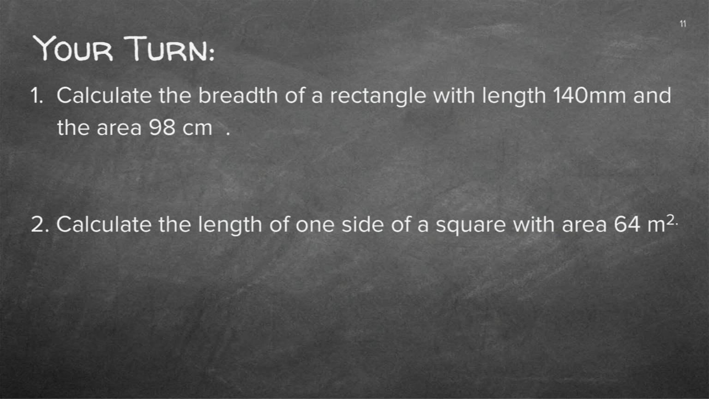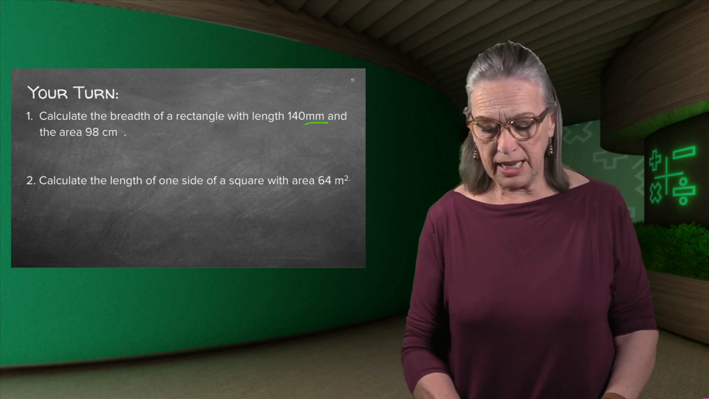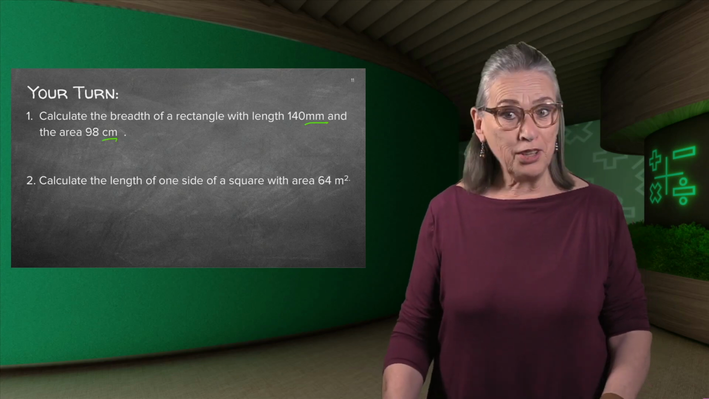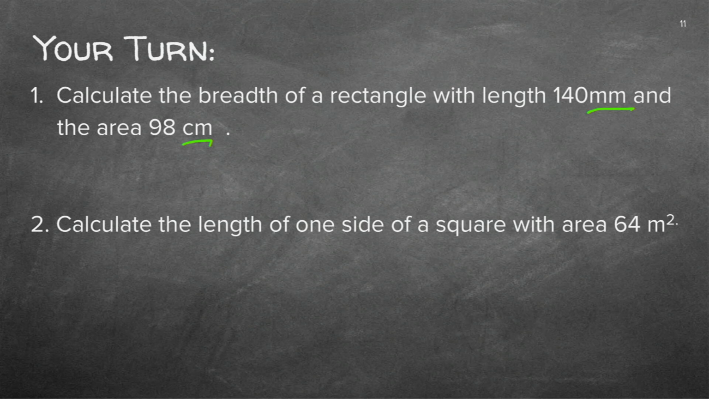Right, now your turn. Calculate the breadth of a rectangle with a length of 140 millimeters and the area 98 centimeters squared. Please make sure that you look at your measurement. Millimeters, centimeters. So what are you going to do first? Change the 140 millimeters to centimeters. And what do you do? You just divide it by 10, so this is going to be 14 centimeters.